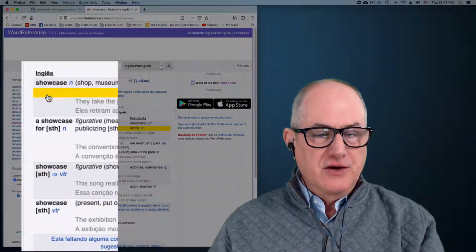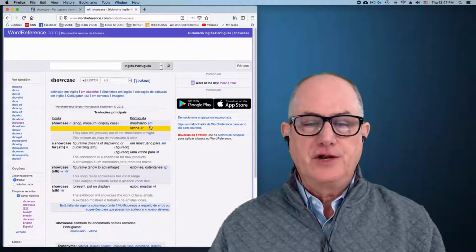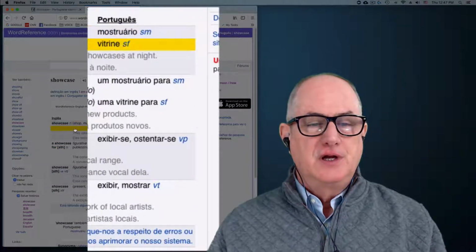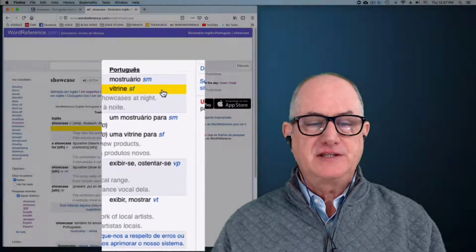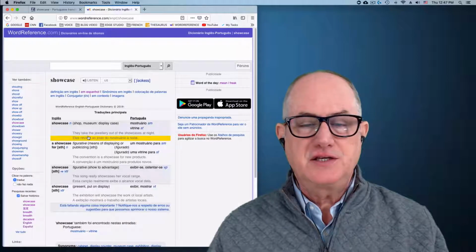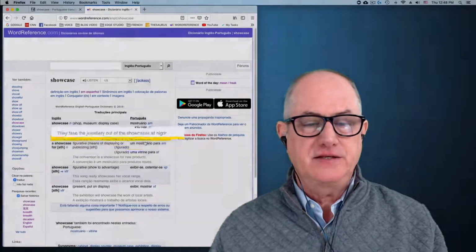Okay, so down here I have a column where the English word appears. Over here I have the Portuguese. Showcase is a noun. It could be mostruário or vitrine. And then it gives me a sentence. They take the jewelry out of the showcases at night.